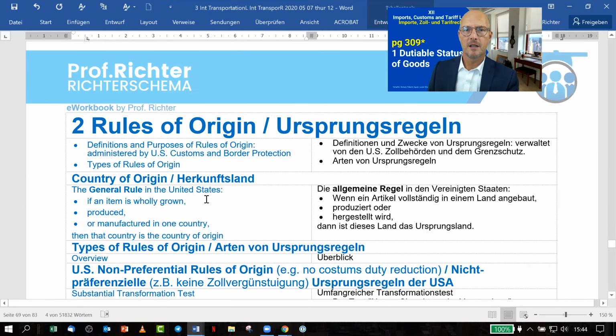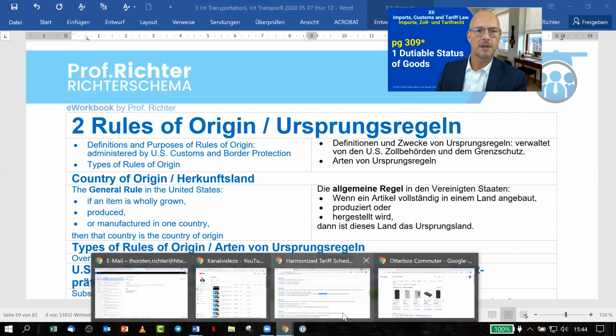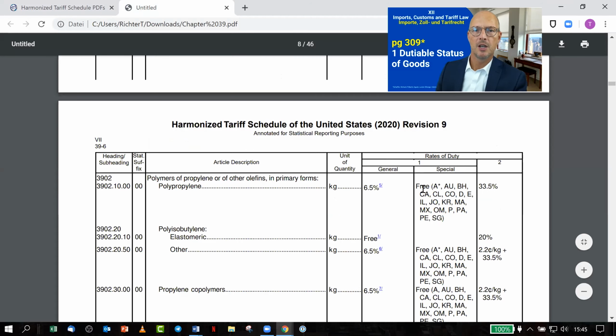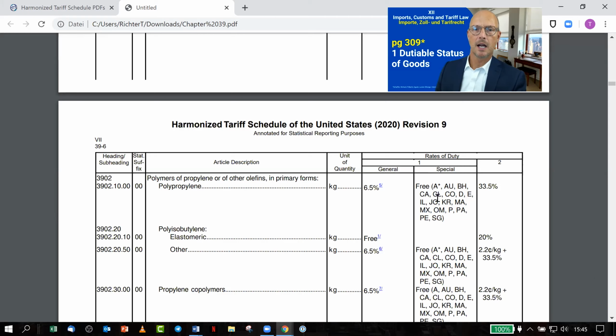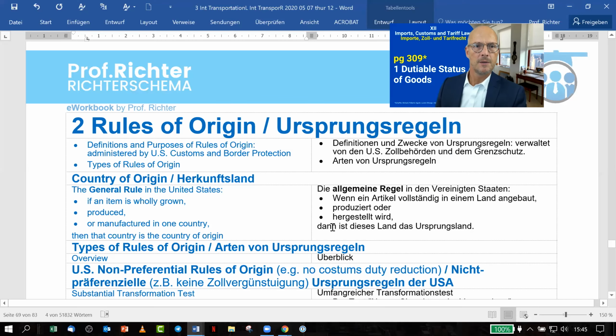Okay, that was all about the dutiable status of goods. In the next chapter, we will take a look at the rules of origin. Why? You will see this very soon, because the rule of origin is very important. We saw here in the schedule that sometimes it's free, right? You don't have to pay any duty, no customs, nothing, because it comes from these countries, and that's why you need to know the origin of the good.